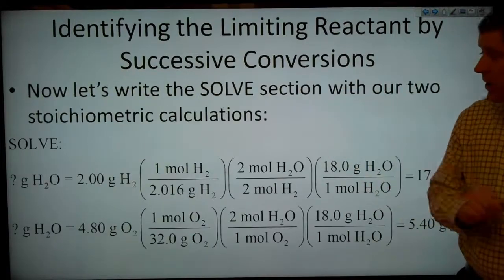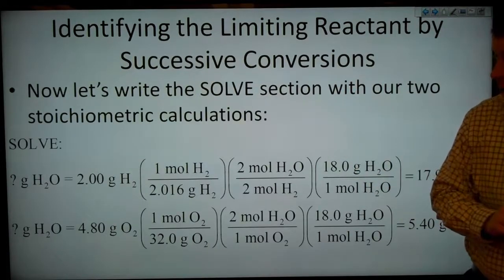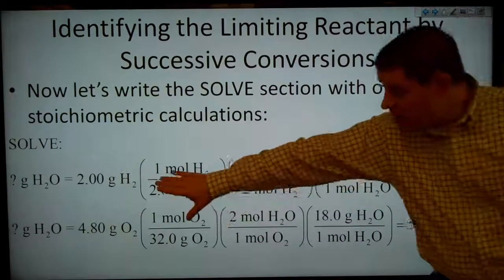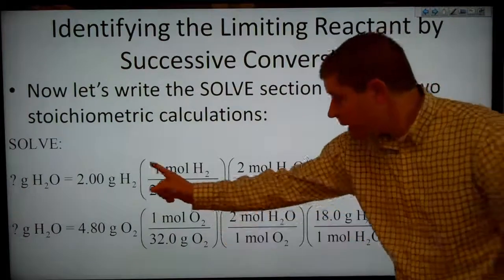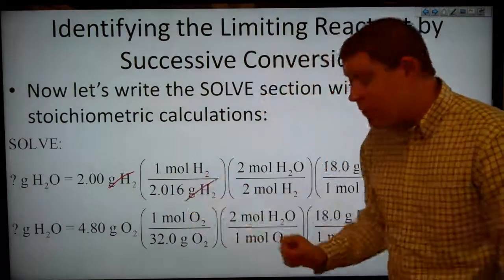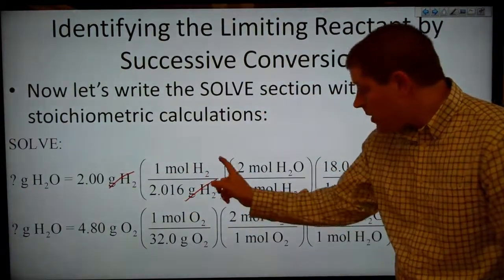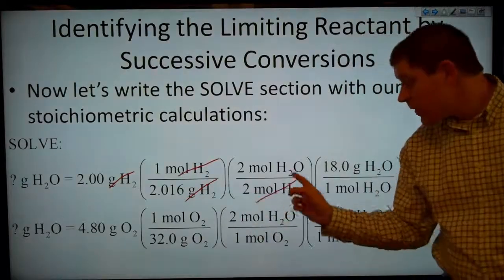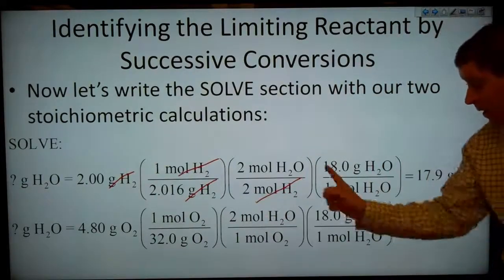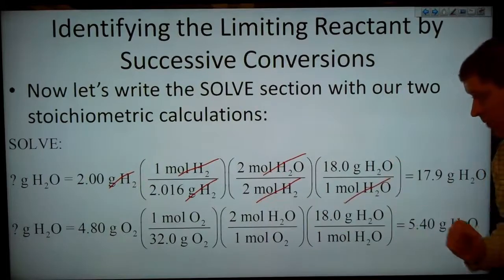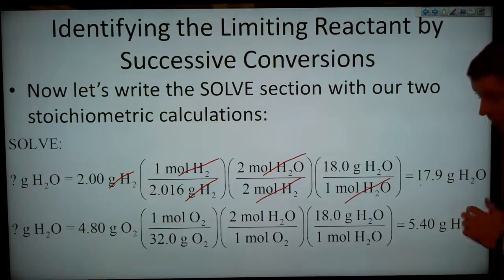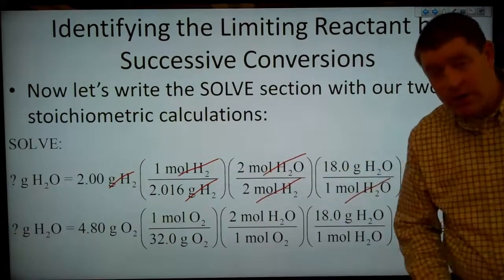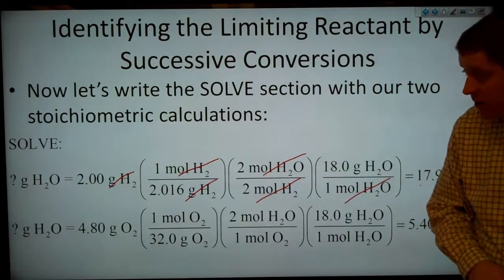And now we can write the solve section with our 2 stoichiometric calculations. So in the top one, we're starting with mass of hydrogen. So grams of hydrogen will cancel. We've converted that to moles of hydrogen. Then we convert from moles of hydrogen to moles of water. Then we convert from moles of water to mass of water. And that then gives us 17.9 grams of water can be made from our 2.00 grams of hydrogen.